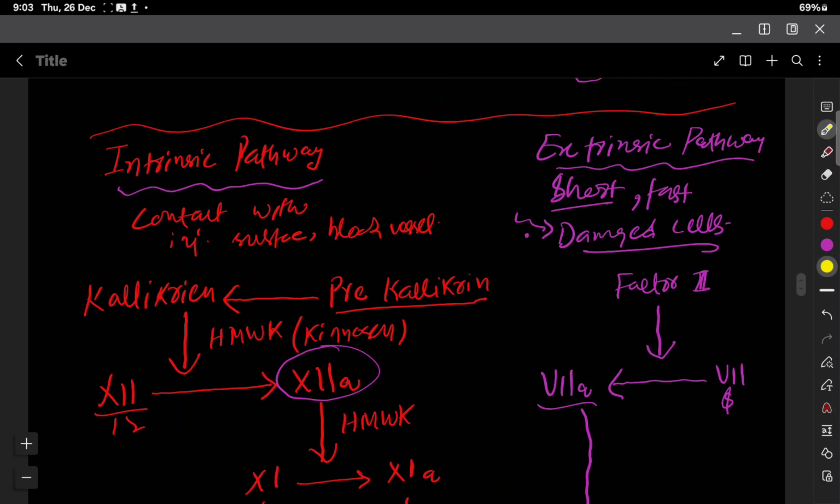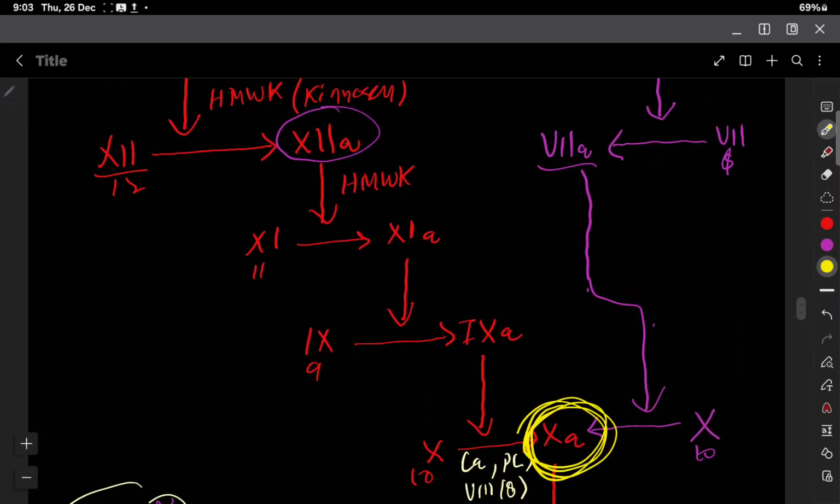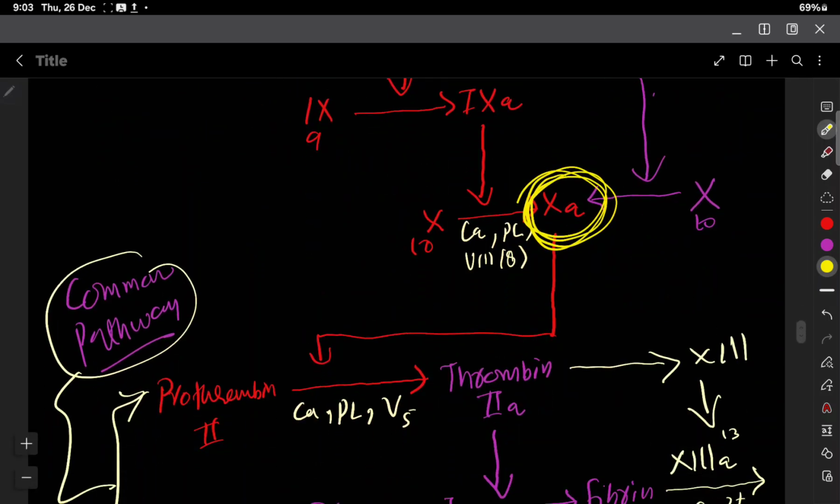So we have studied the intrinsic pathway, and we have studied the extrinsic pathway, which is short and fast. This short and fast pathway is triggered by the materials which are released from the damaged tissues. Then factor 3 acts on factor 8 and converts it into the activated form of factor 8, and then activated factor 8 acts on factor 10, converts it into the activated form of factor 10, and then the common pathway occurs.